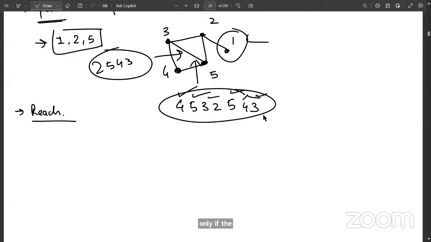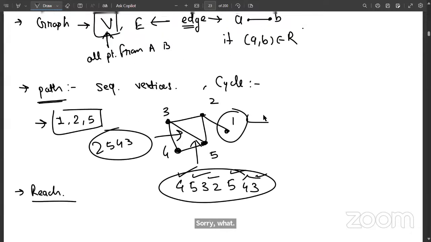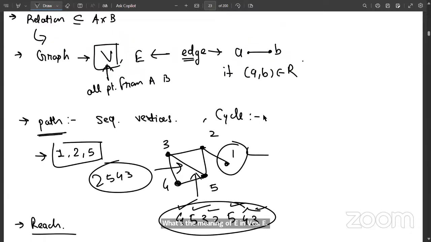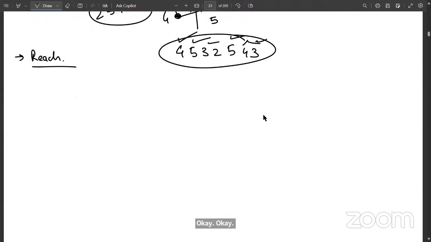Ma'am, what's the meaning of E in V, comma E? Sorry, what's the meaning of E in V, comma E? Edge. Okay, okay, fine. Yes, ma'am, you can tell.